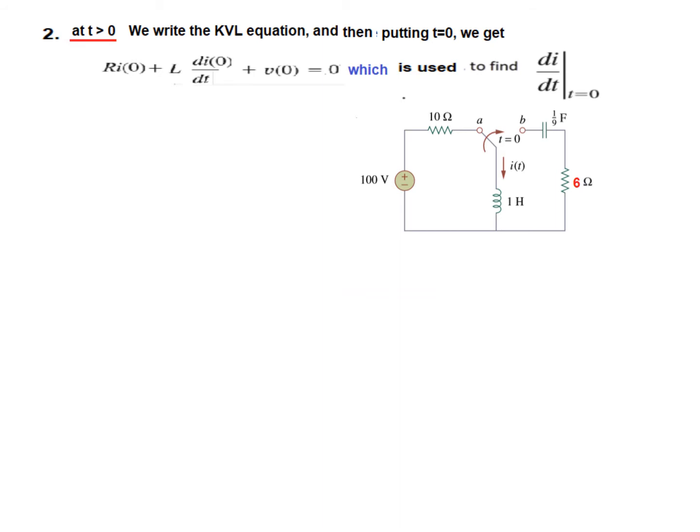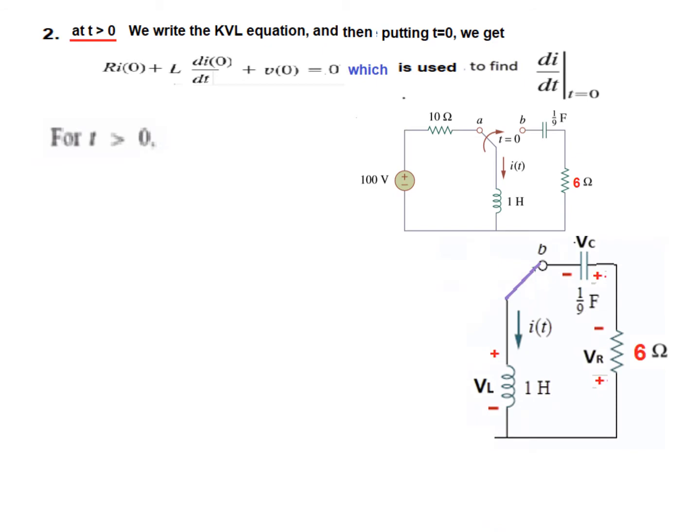Now the second step: for t greater than 0, we have to write the KVL equation, and then from there we have to solve for di/dt. So let's move towards the right hand side. We move the switch at t equal to 0, and this is the transient period, so the inductor is not short circuited as yet, neither is the capacitor open circuit. So we write the KVL equation.